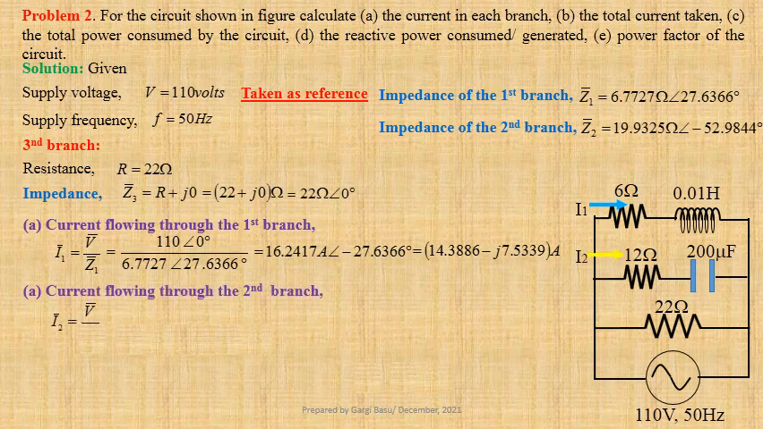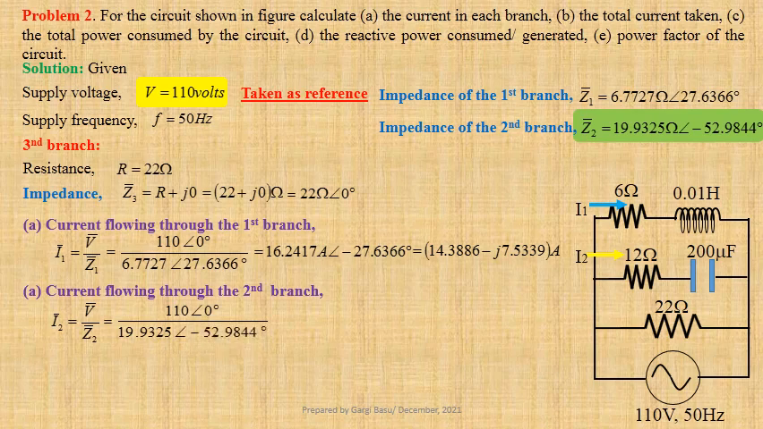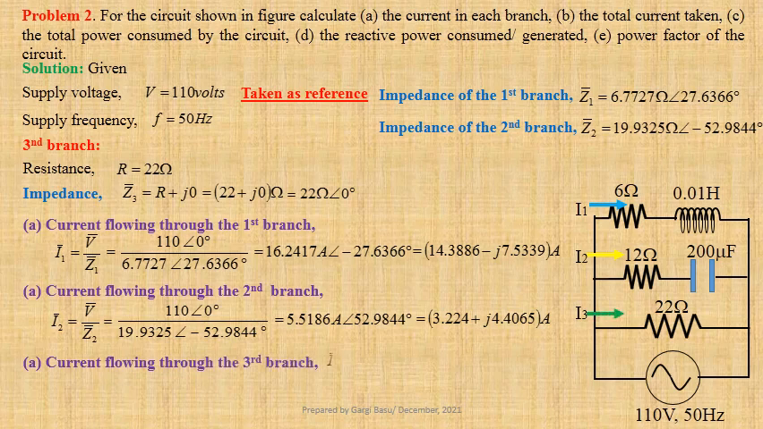Now we shall calculate current flowing through the second branch. I2 equals V divided by Z2. Using values we get 110 at an angle 0 degree divided by 19.9325 at an angle minus 52.9844 degree. That gives us 5.5186 ampere at an angle 52.9844 degree. This may be written in Cartesian form as 3.224 plus j4.4065 ampere.